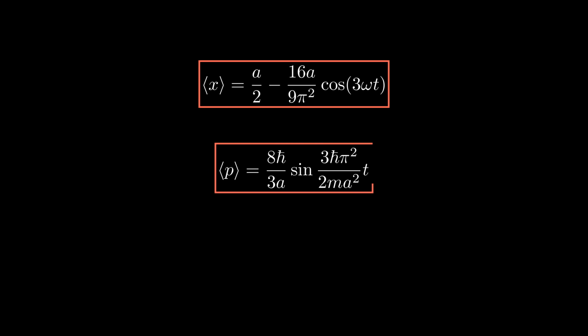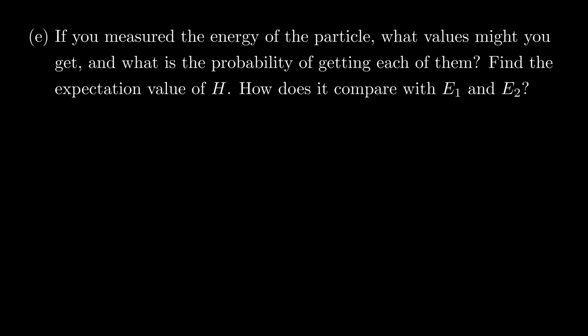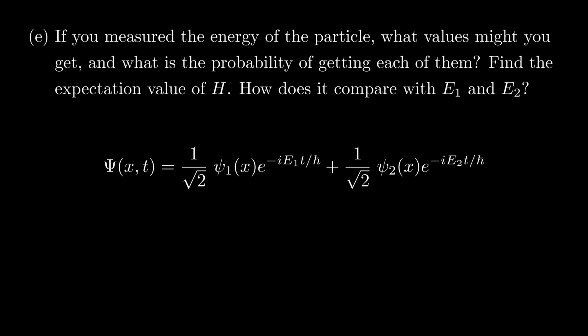As we can see, the expectation value of p also oscillates over time. Now let's move on to part E of problem 2.5. In this part, we are asked what values we might get if we measured the energy of the particle, and what the probabilities of getting each of those values would be. From part A, we already calculated the normalization constant, which is 1 over the square root of 2. So, we know the general wave function of the system at time t is as follows.